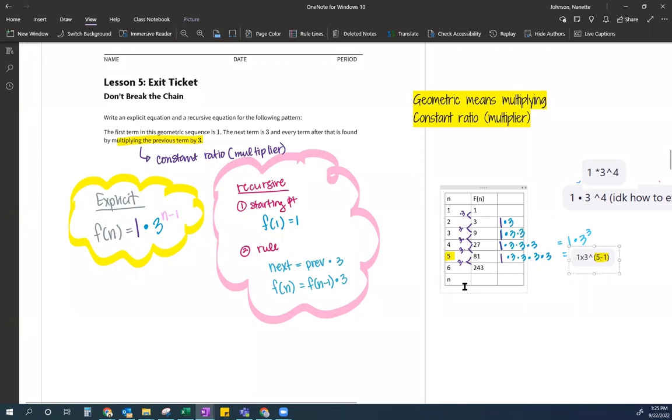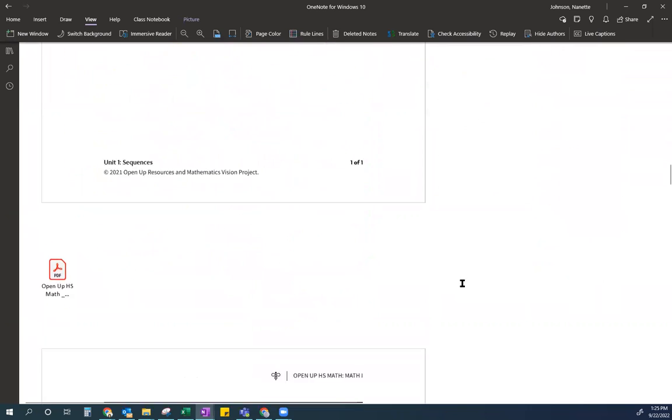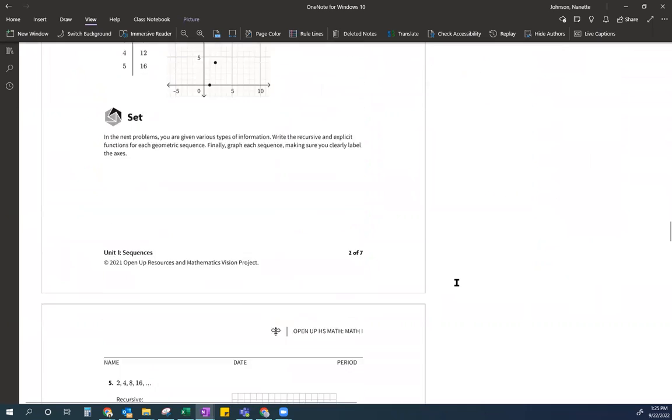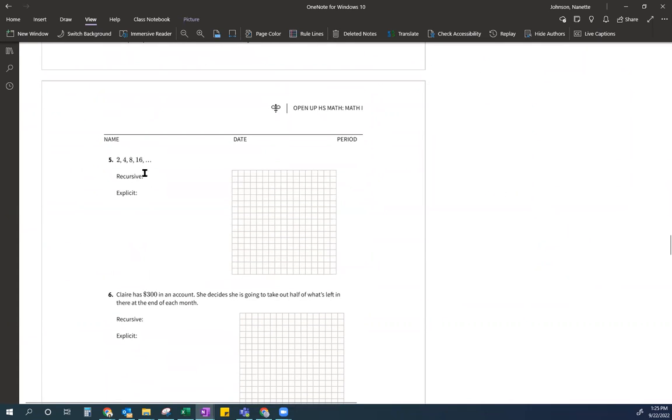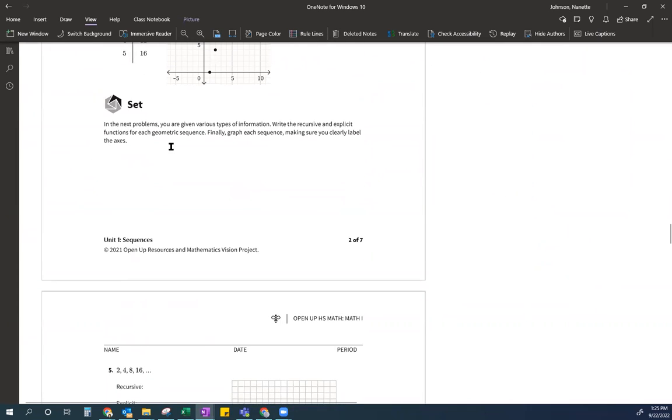Okay, so we completed this problem. Someone had asked to do number 5 from Ready, Set, Go. So this problem here, it says the same thing. In the next problem, you're given various types of information. Write the recursive and explicit functions for the geometric sequence. Finally, graph the sequence, making sure you clearly label the axes.